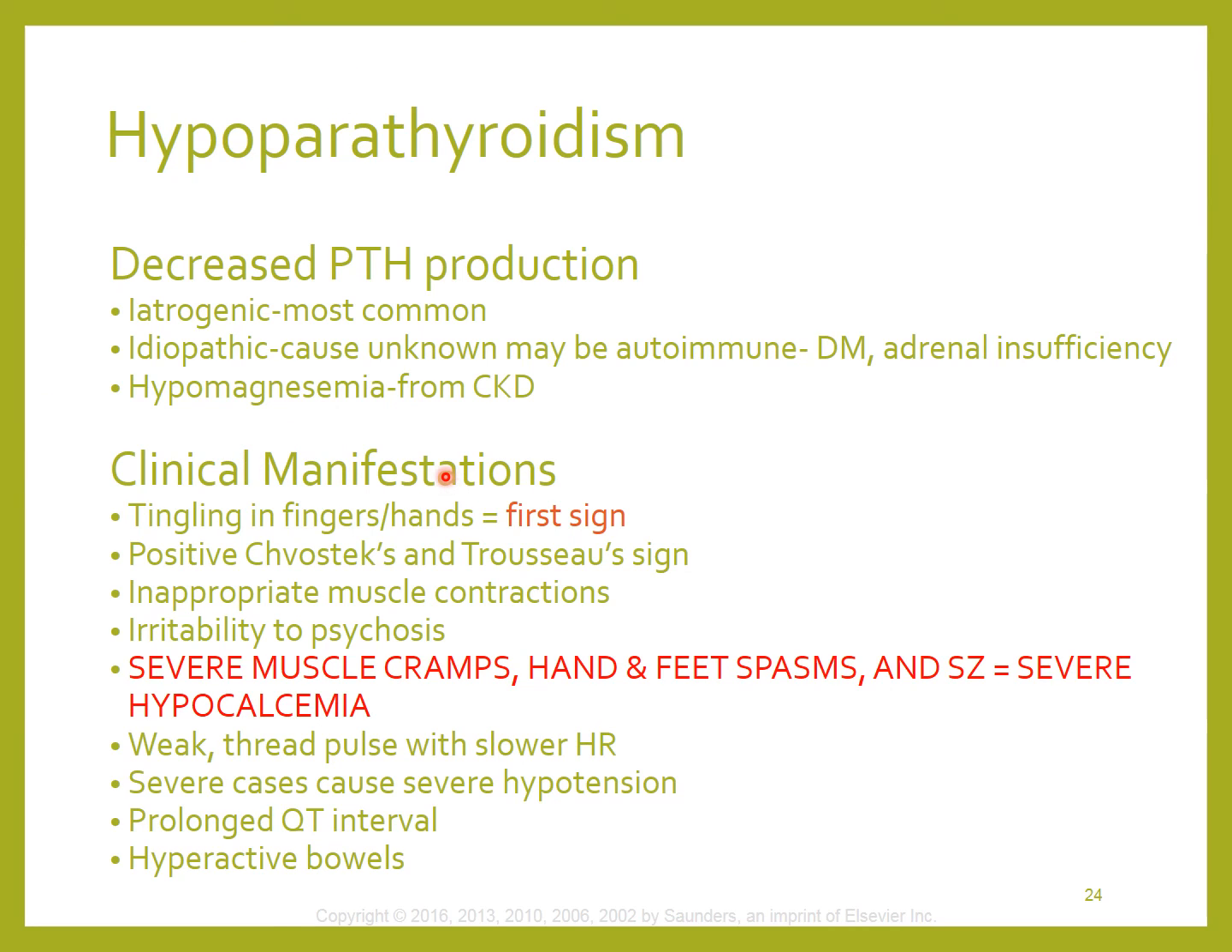Clinical manifestations. So if you do not have enough parathyroid hormone, you are not going to have any calcium coming out of those bones, and you are not going to have any calcium being retained by the kidneys. It's just all going away. So what you're going to have is, first sign, tingling and numbness in the hands and fingers. It's going to feel like if you ever sat on your leg long enough and you get that weird sensation, that's what it feels like in their fingers and in their hands. So this is early on.